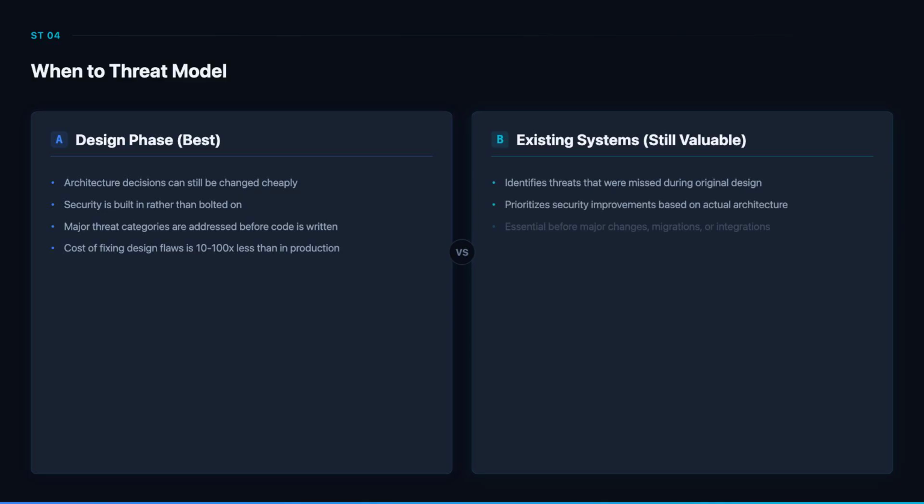Threat modeling existing systems is still valuable. It identifies threats missed during original design, prioritizes security improvements based on the actual architecture, and is essential before major changes or integrations. Existing systems often have trust boundary violations that accumulated over years of incremental changes without security review.